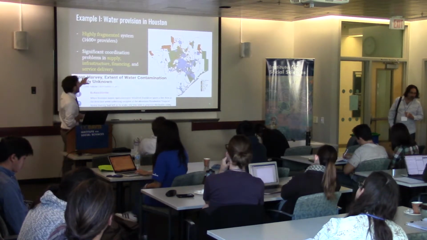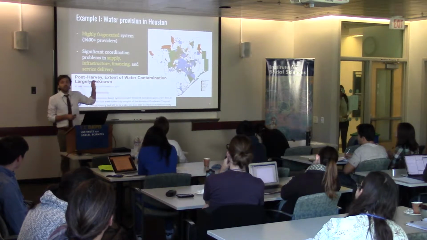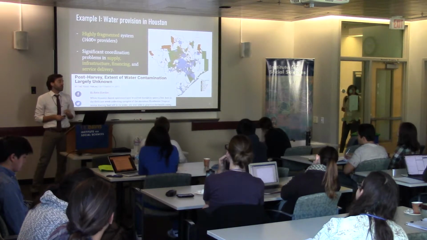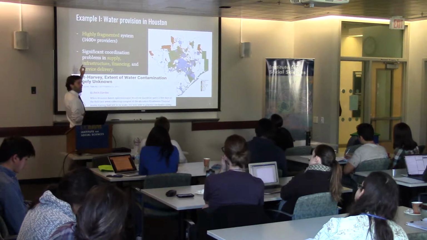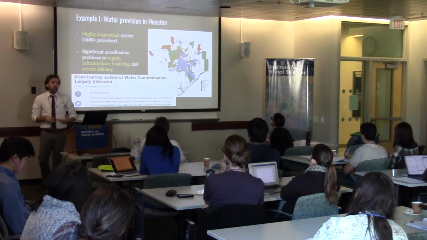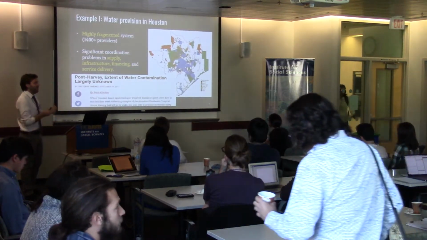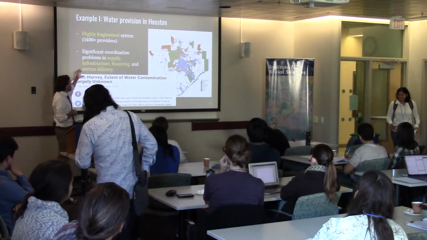So here's my first example. You've probably seen a lot in the news recently about the city of Houston. It's a great example about institutional complexity in environmental governance. There are more than 1,400 different independently regulated water providers just in the Houston metropolitan area, which is just a ridiculous number of independent utilities, right? And because of that, they face significant coordination problems.